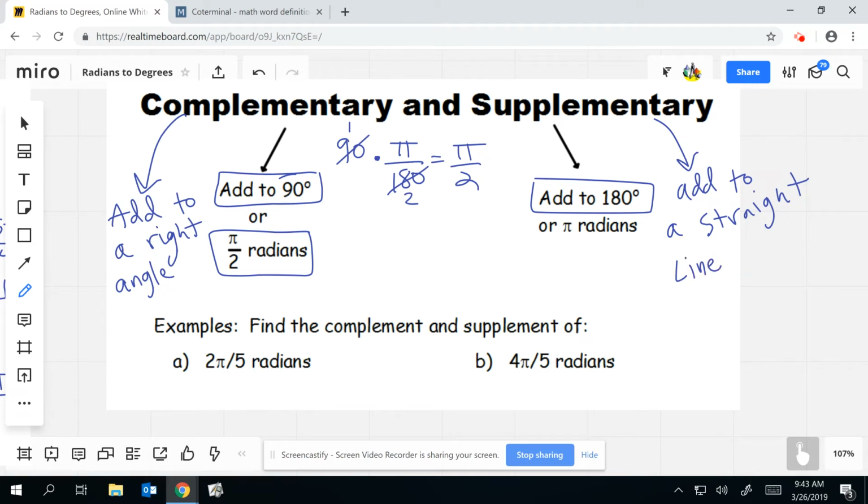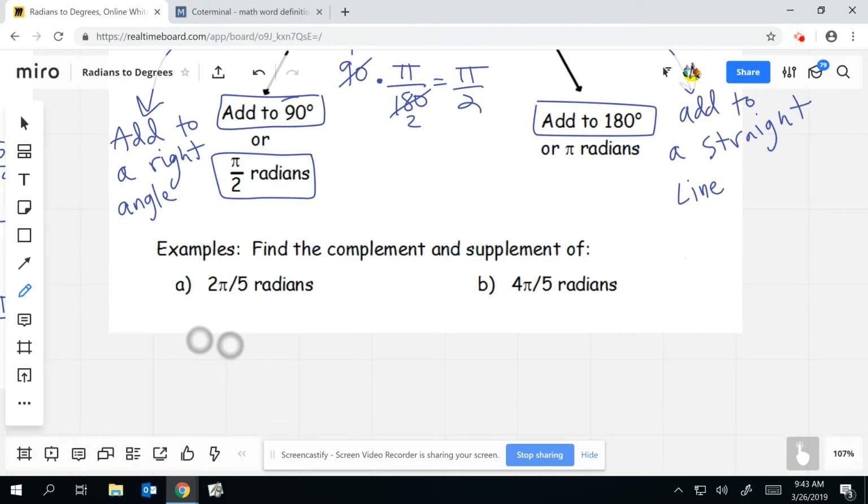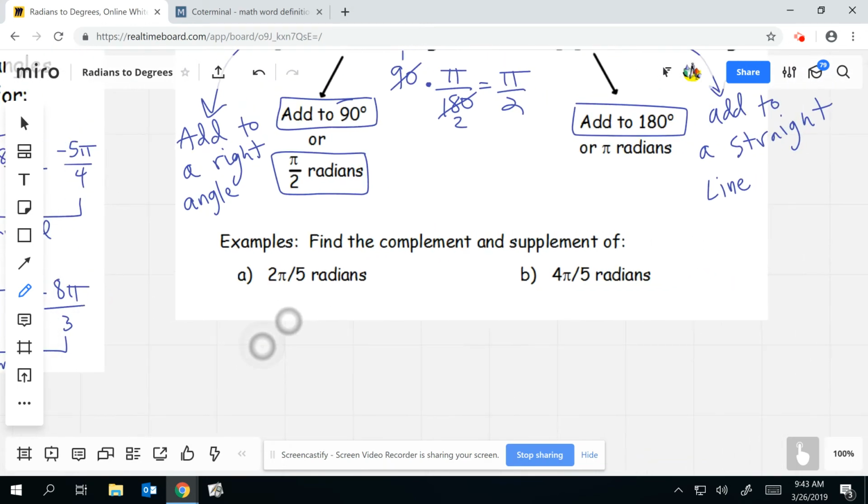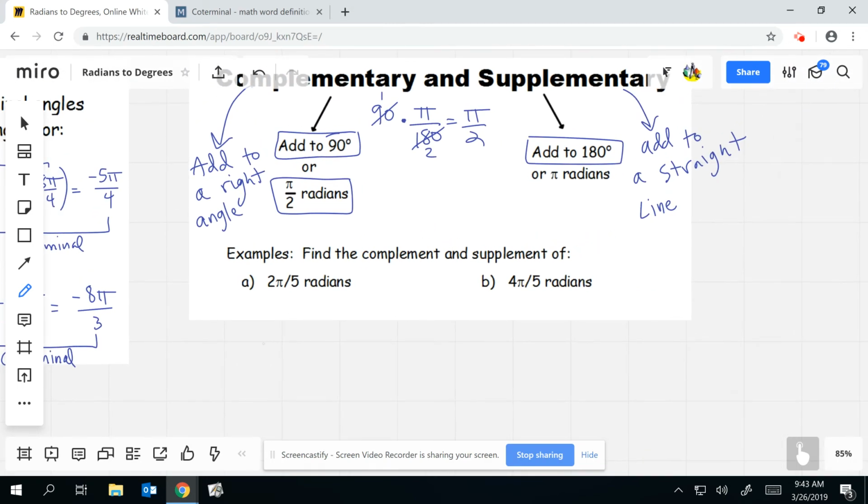So the straight line is 180 in degrees. The straight line is pi in radians. Pi is a straight line all the way across, half a circle. So your pi radians. So these examples down here say find the complement and supplement of those two angles.